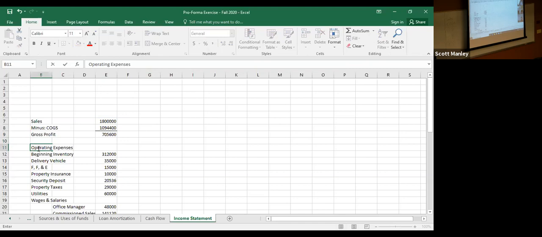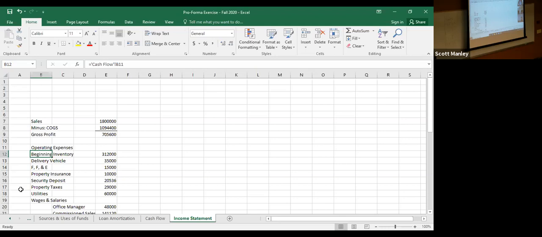Now there's some stuff here that's not operating expenses, like beginning inventory, for example. Your beginning inventory is not an operating expense. I'll talk more about that when we get to the balance sheet, but you remember what my assumption was? I was going to have 104 days worth of inventory. I bought that in my uses of funds. That's the $312,000 worth of inventory. That's why I calculated my daily cost of goods sold, so I could calculate how much inventory I have. Guess how much inventory I have on day one?